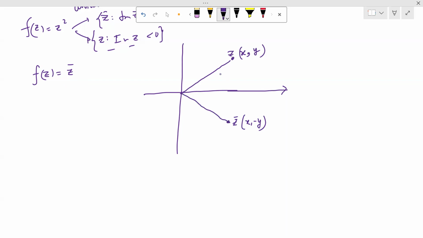So what is the effect of the mapping? If the transformation z bar is done, then the point z bar is nothing but the reflection on this particular real axis. So this is equivalent to writing f(z) = z bar. The effect of this mapping is reflection of z about the real axis.